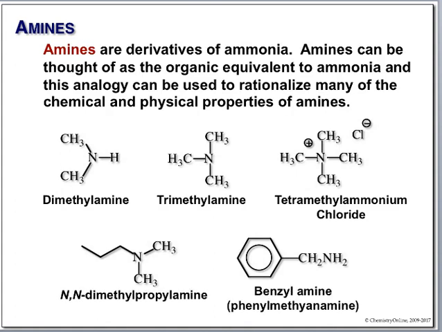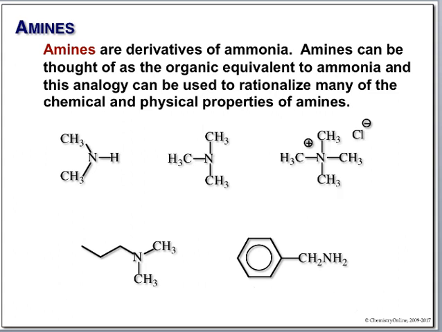Amines. These are some examples. Here we have a nitrogen with 2 methyls. Obviously, this is dimethylamine, trimethylamine, and tetramethyl ammonium chloride. Here we have a chain and a couple things on our nitrogen. We show those using N to indicate the nitrogen substitution. So this is N,N-dimethylpropylamine, 3-carbon chain. We'll talk about nomenclature in just a minute. This is benzylamine. We're all familiar with the benzyl group. This is also called phenylmethylamine.